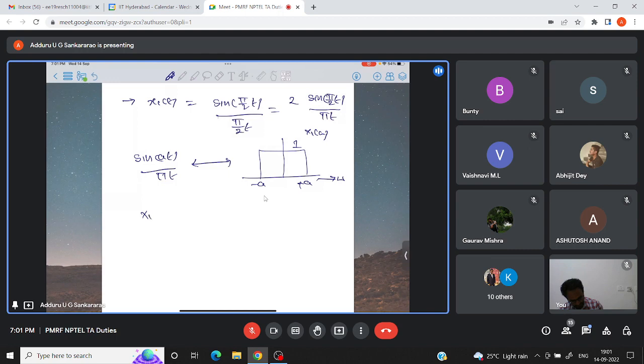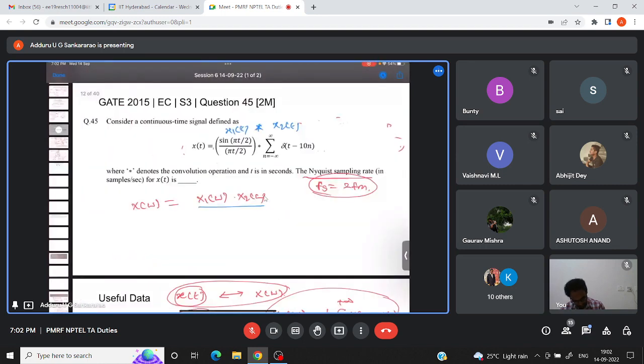That is nothing but x1 of omega, 2 into what is a here, a is pi by 2, so we will have minus pi by 2 to plus pi by 2 in omega. This is x1 of omega. Okay, similarly, what is x2? x2 is this signal, right? Delta of t minus 10n.